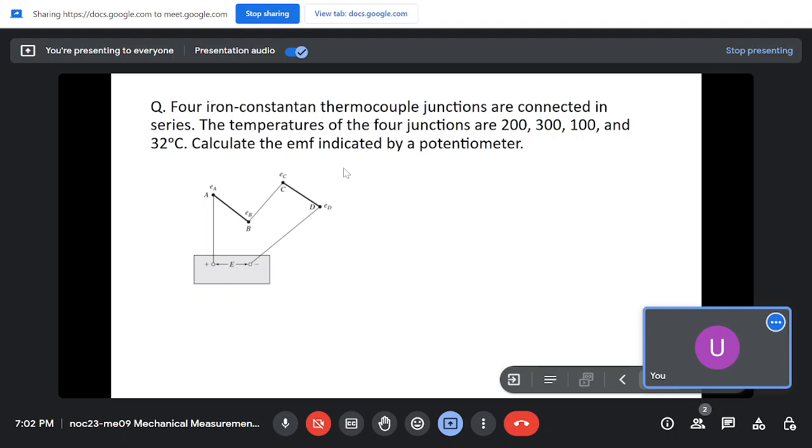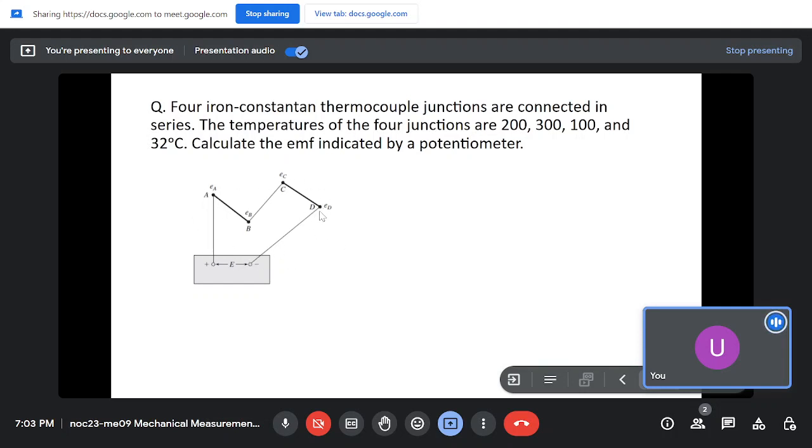So moving on, we have four iron constantan thermocouple junctions which are connected in series. So four junctions A, B, C, D, and these are connected in series. So this is one metal, this is another metal. So this being iron, assuming that iron is connected to your voltmeter or potentiometer, you have a junction between iron and constantan, and this constantan will again be connected to another iron piece, and then a constantan and then an iron. So you have four junctions here.